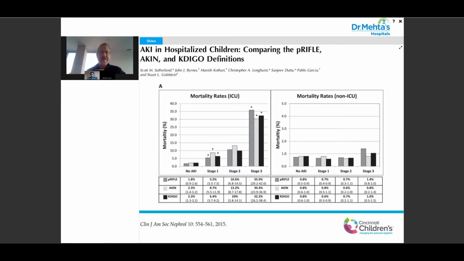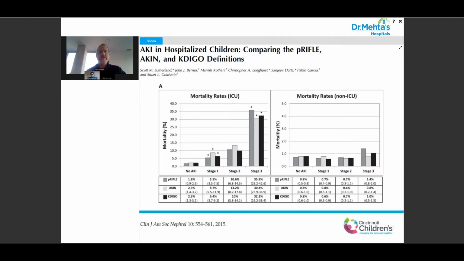And what you can see on the mortality side to the left here in the ICU is that there is a graded response for each of the criteria. And there may be a little bit of a different ascertainment or association between AKI and mortality based on the definitions, but it's not that different between the 3. Their mortality rates outside of the ICU were very low, and there was no association between AKI and mortality.